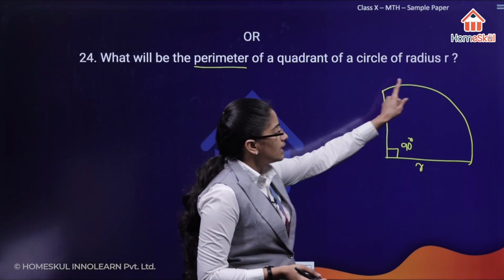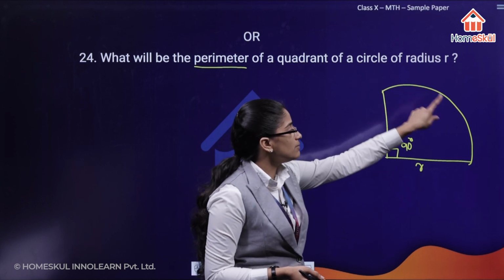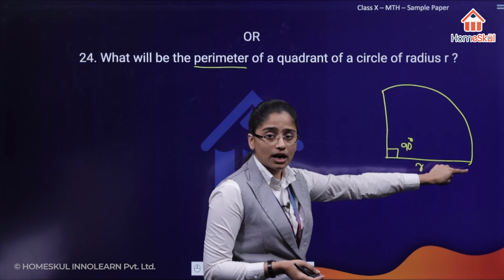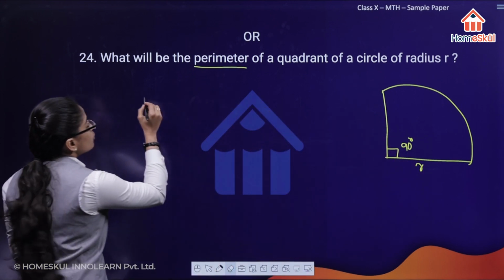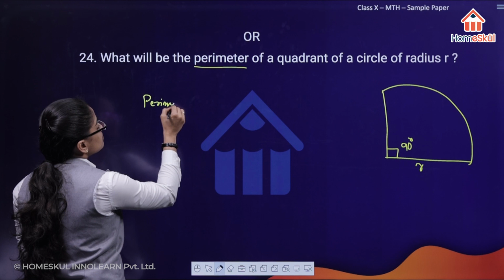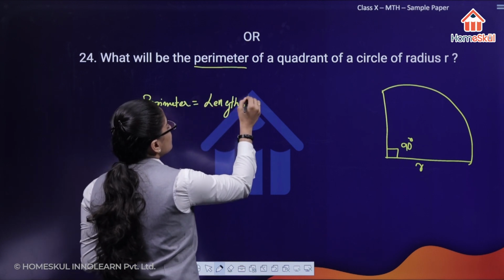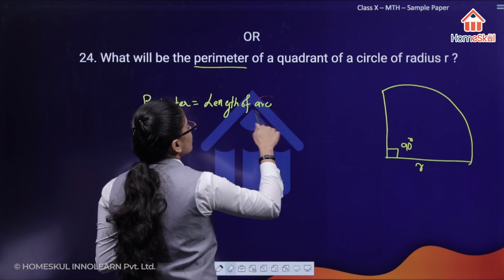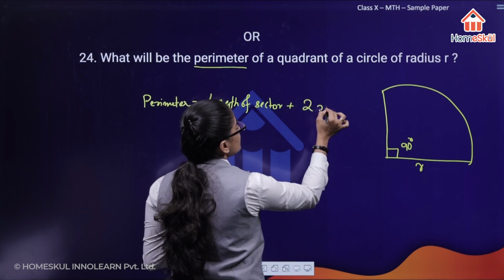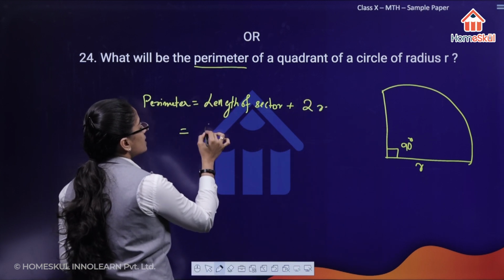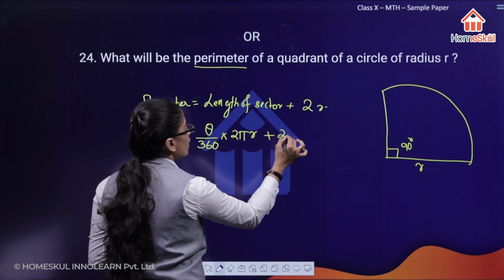Perimeter means the length of the arc plus 2 times the radius, isn't it? We need to consider the length of the arc plus 2 times the radius. This radius plus this radius. So, perimeter is equal to length of the arc, or length of the sector, isn't it? Length of the sector plus 2 times the radius. What is the length of the sector? Theta by 360 degrees into 2 pi r, plus 2r.